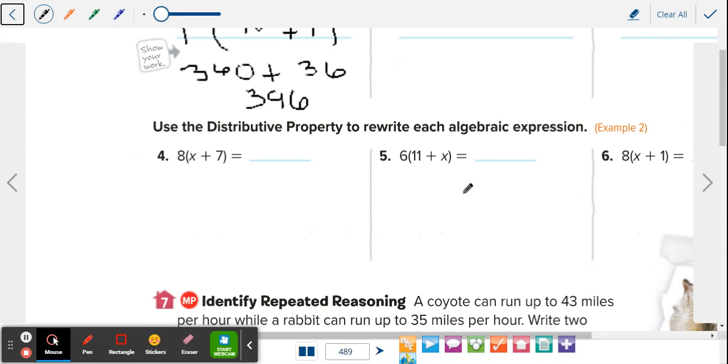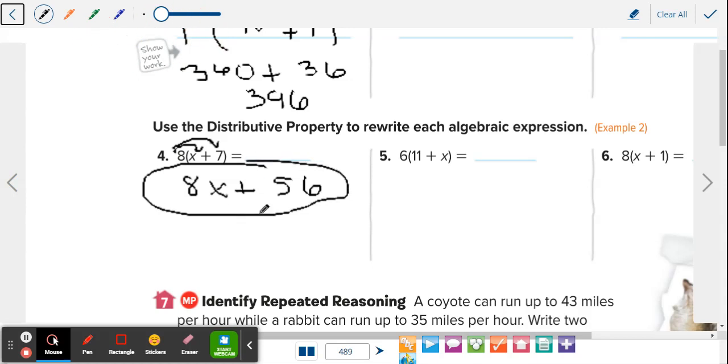Now, these are the ones I want to worry about. This is when you have an algebraic expression, because we have a variable. Once again, when you have a number outside the parentheses like this, all you're doing is multiplying it out. So 8 times x and then 8 times 7. 8 times x is what? 8x. Plus, now don't forget the second one. What's 8 times 7? 56. We can't go any further than that because we don't know what x equals. So you're done. That's your answer. That is how you use the distributive property. You just multiply these numbers out.